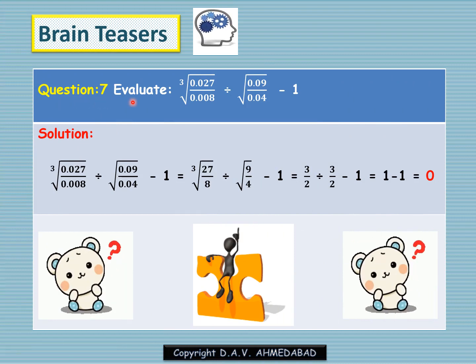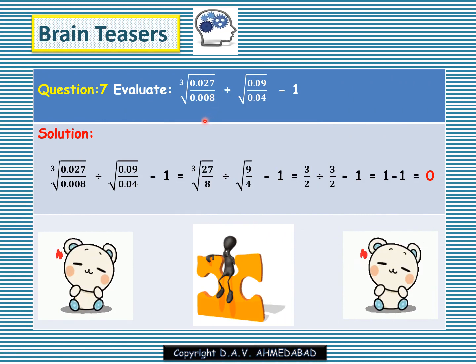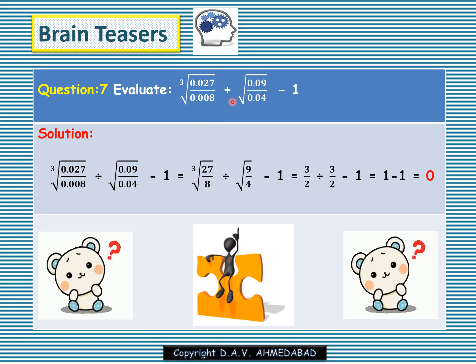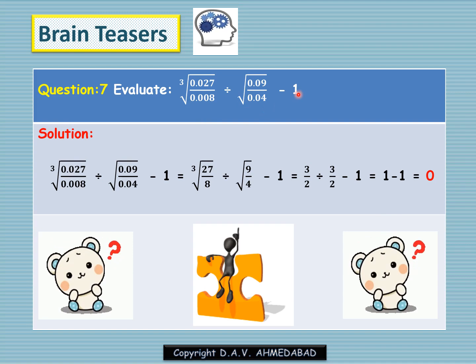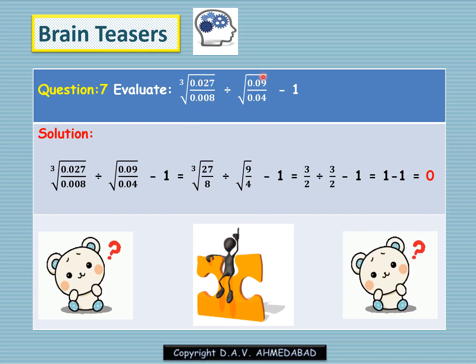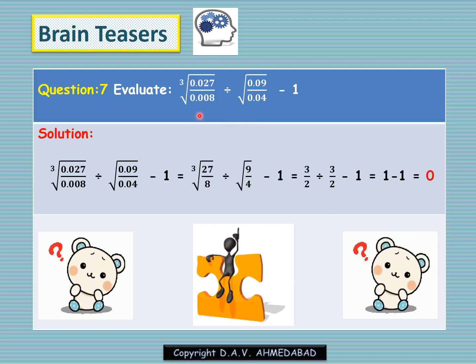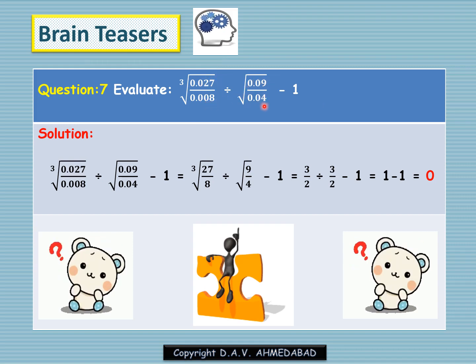So, let's move to the seventh question: evaluate cube root of 0.27 by cube root of 0.008 divided by square root of 0.09 by 0.04 minus 1. Children, always look at the question very carefully. First, they have given cube root and then they have given square root. So, very first step is you can remove the decimal in both. So, we will be having cube root of 27 by 8 divided by square root of 9 by 4 minus 1.